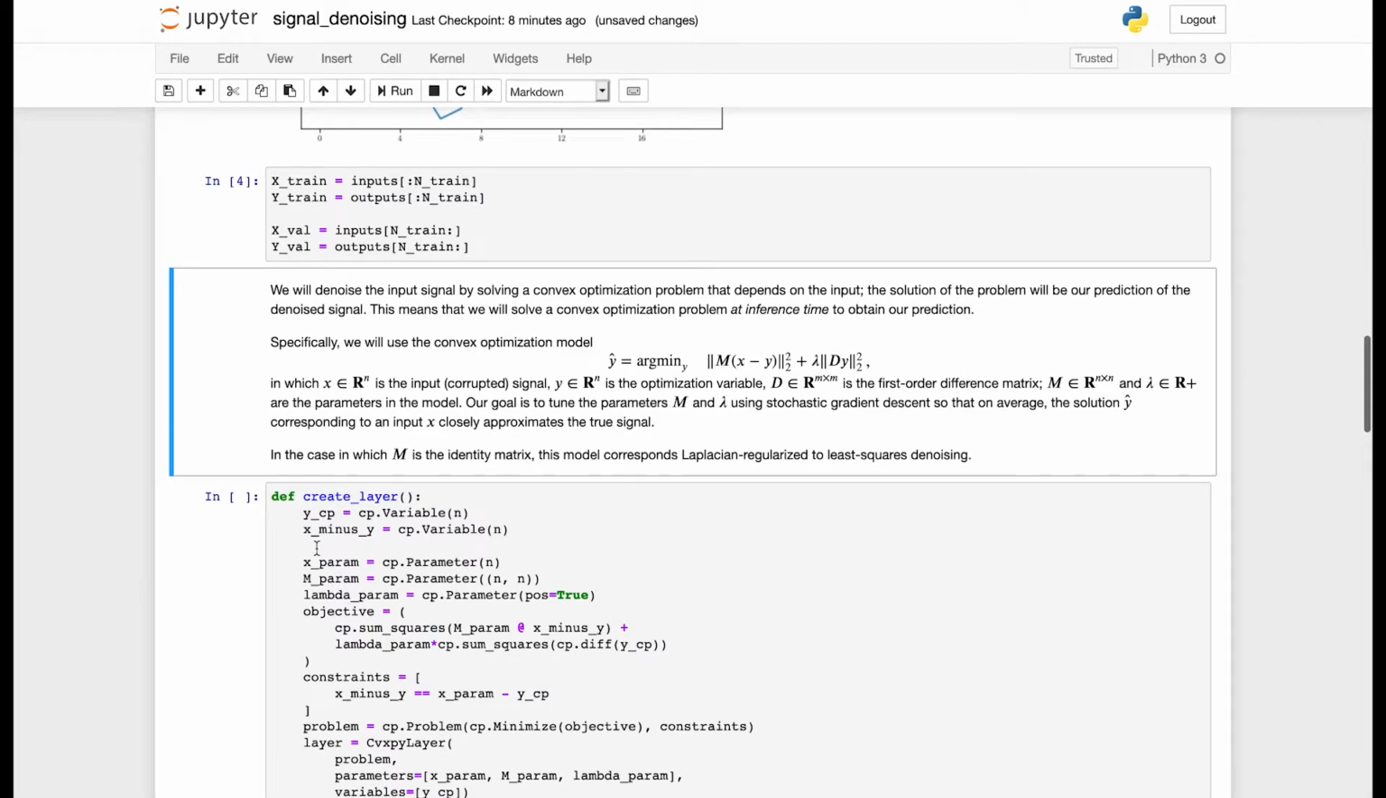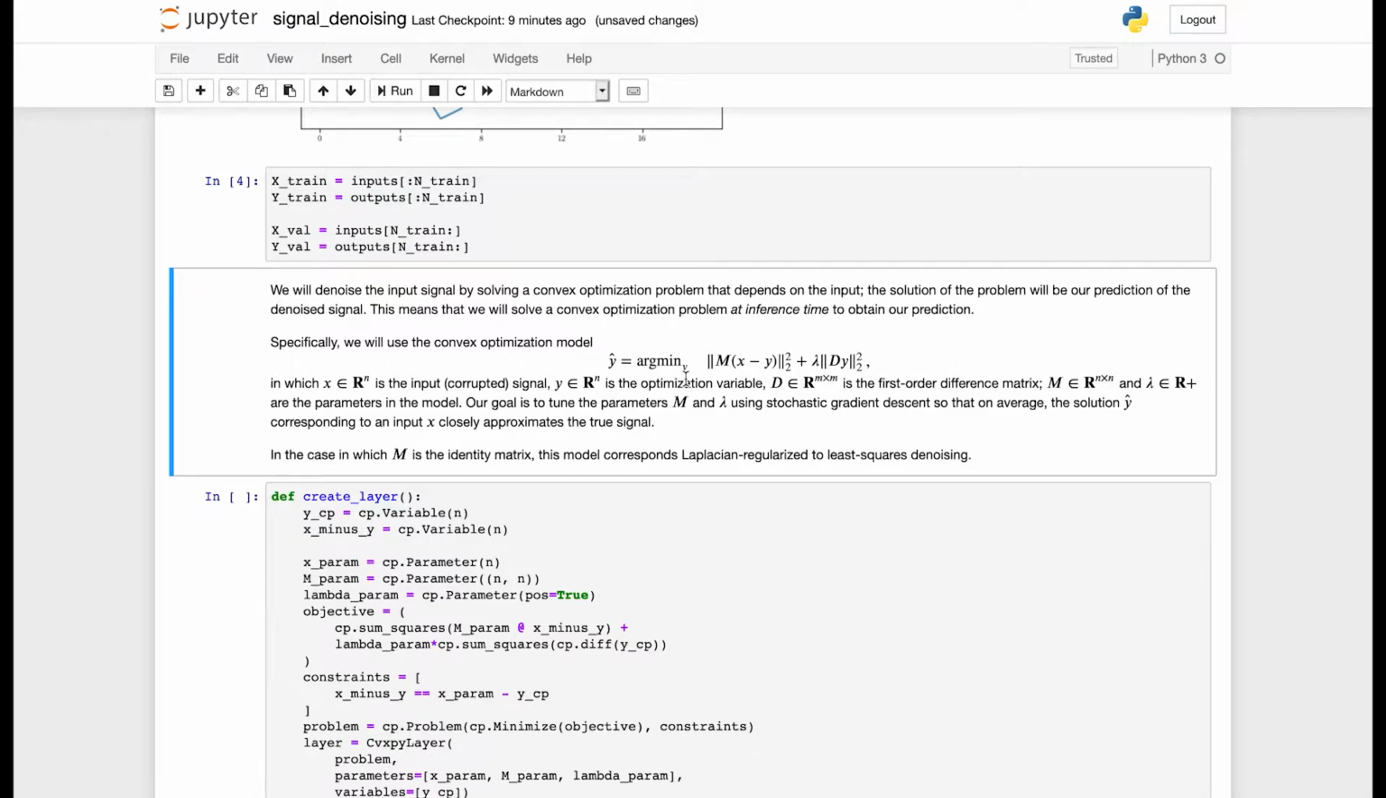So we're going to consider a very specific convex optimization model, a convex optimization problem of a specific form. It's a simple one: a regularized least squares problem. Given a noise corrupted input x, we're going to predict the output signal y by solving this minimization problem over y.